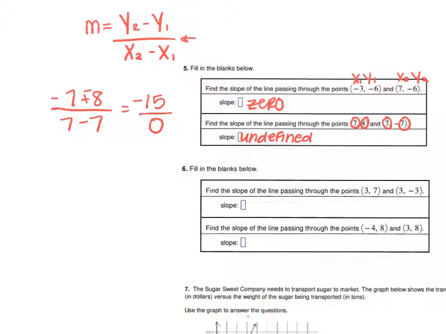I'm going to use a different method for 6, and you can also use this method on 5, but it's up to you to decide which way works best for you. So this one, I'm just going to sketch these graphs. So if I'm looking at this first point here, it's 3, 7, and 3, -3. I'm going to just plot those points. I'm going to make my sketch of my coordinate plane and plot over 3, up 7, and then I'm going to go over 3, down 3, connect those 2 points, and then I'm going to say, okay, I have my vertical line here. And that would be an undefined slope.